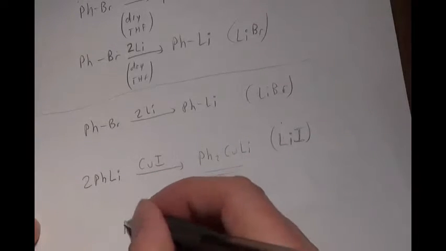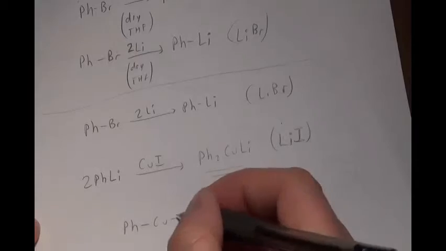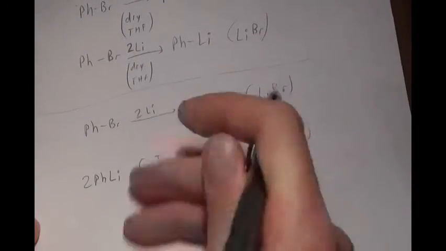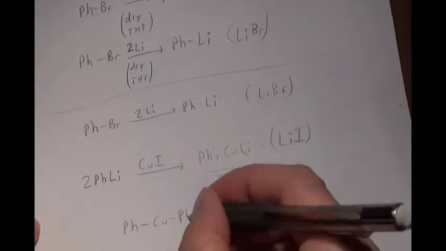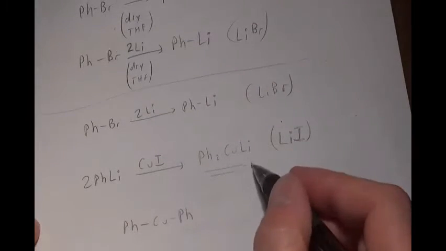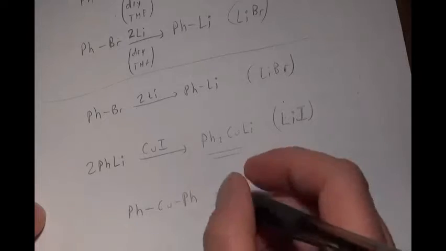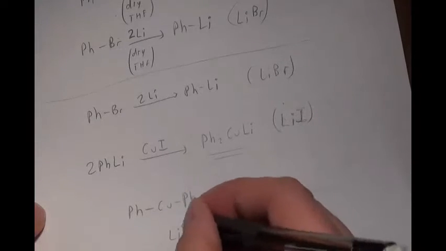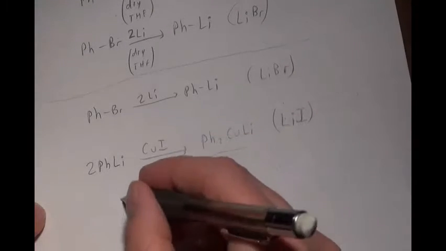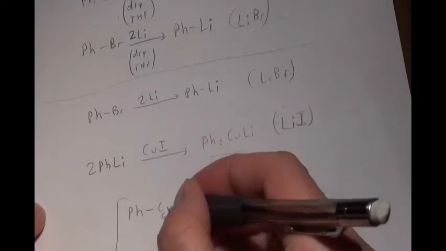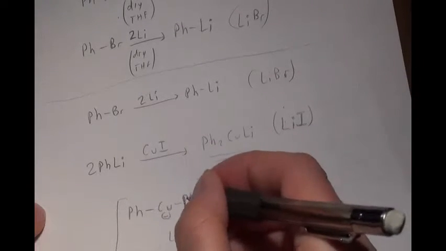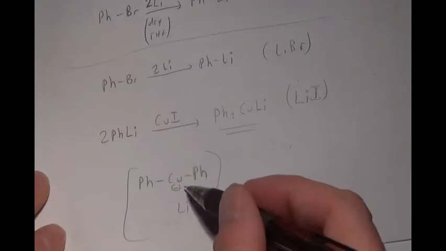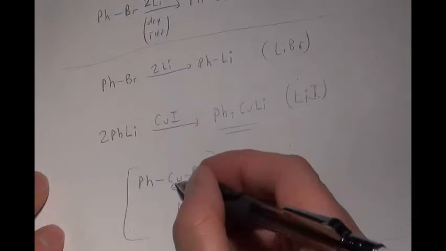It's probably phenyl, copper, phenyl. What's the charge of lithium usually? It's positive. And this is negative. So this is the structure: phenyl, copper, phenyl, with the negative on the copper and the positive on the lithium.